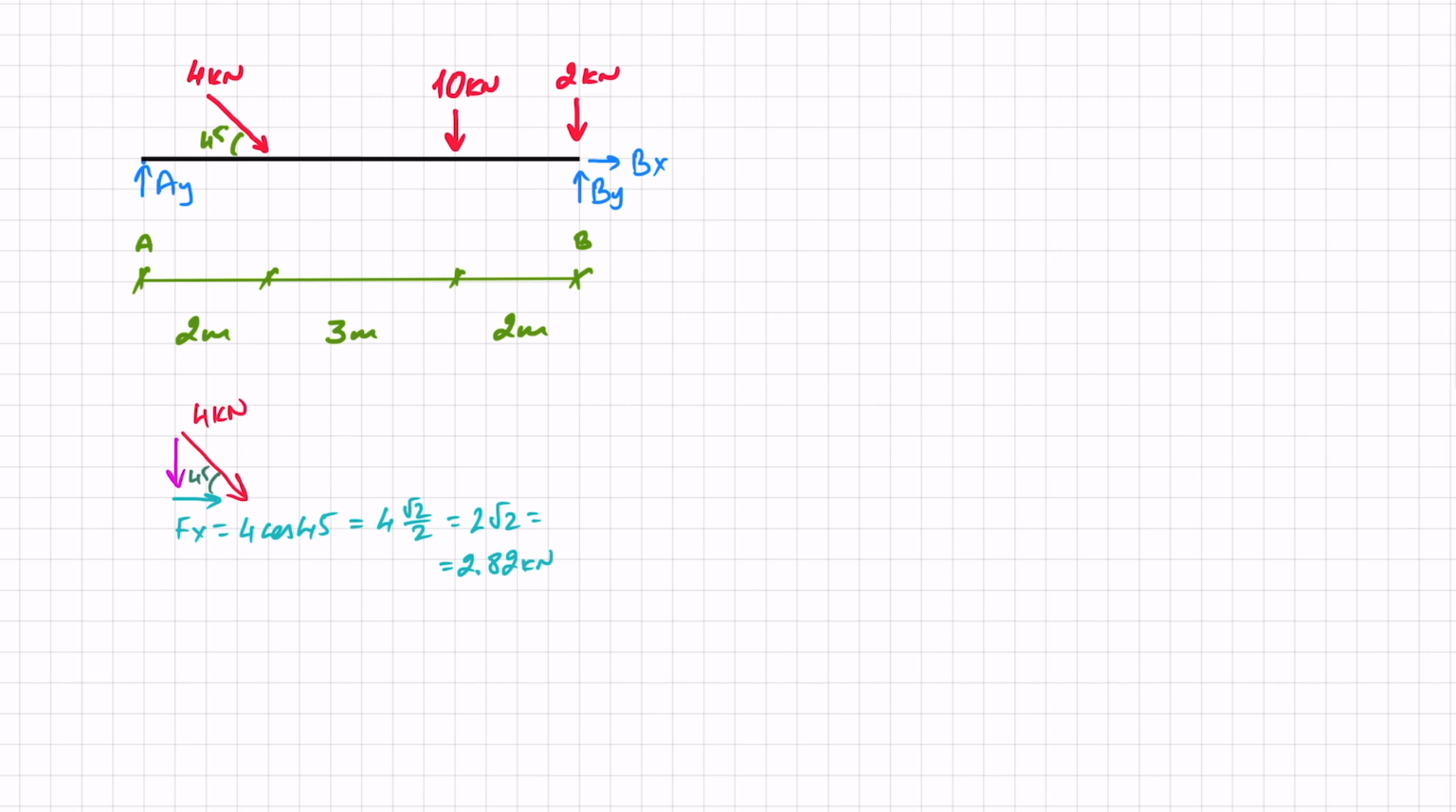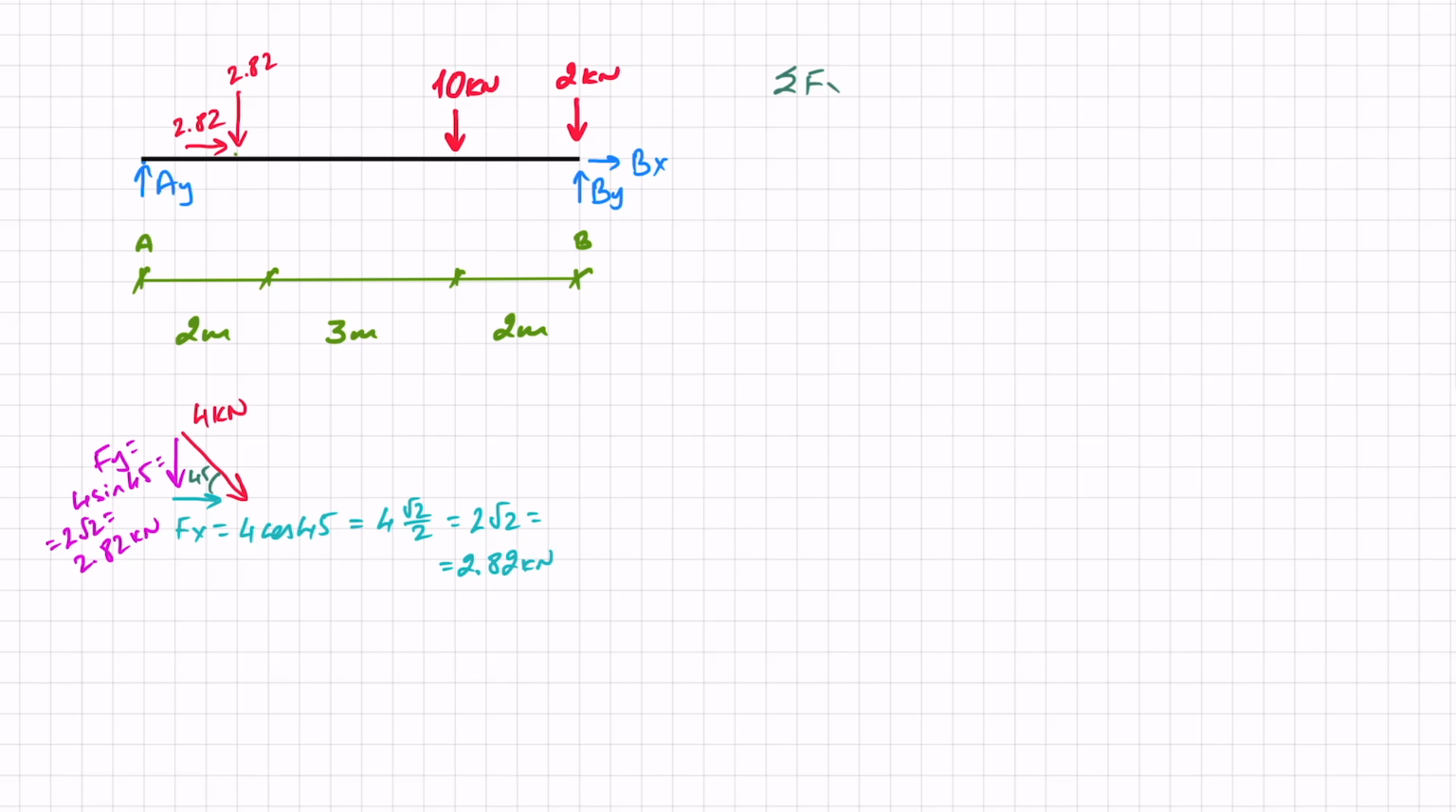And since this is an angle of 45, we know that Fy, which is going to be 4 sine 45, works out exactly the same. So 2 square root of 2, or 2.82 kilonewtons. To make my life easier, I can just replace that on the diagram. So let's do that. I'm just getting rid of this 4 kilonewtons and replacing it with a force Fy of 2.82 and a force in the x direction, also 2.82. And now I'm ready to solve the reaction forces.